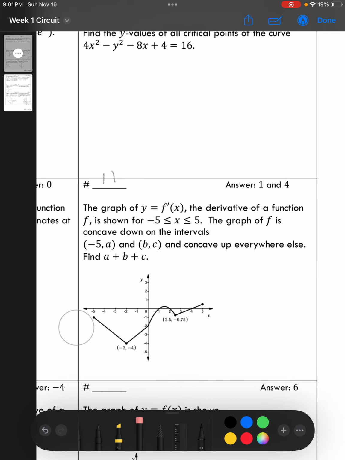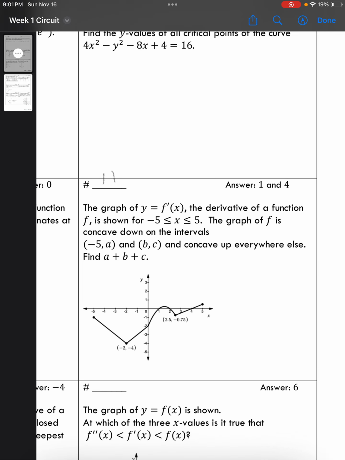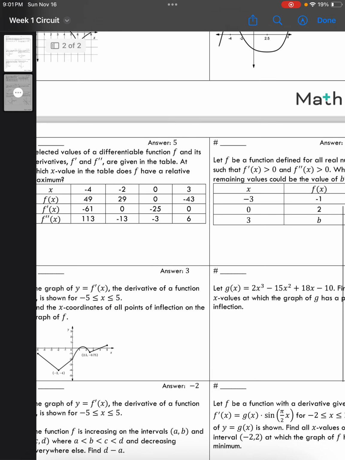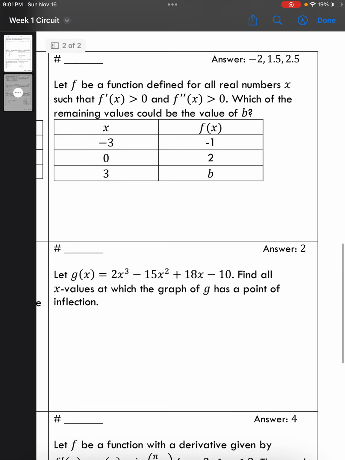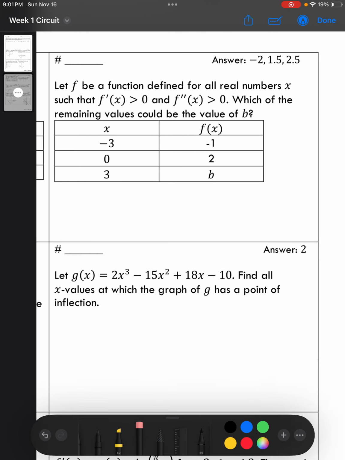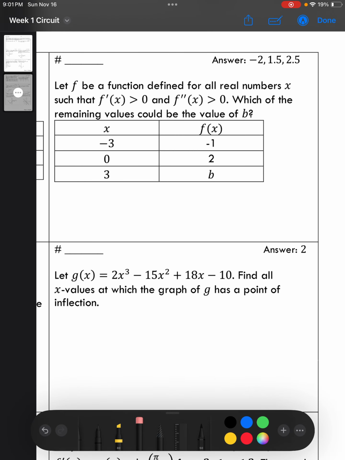And last question. I hope we got this all right. Where's 2? Here. Okay. So, pretty straightforward. The graph of g has a point of inflection. So we need to find all the x values.